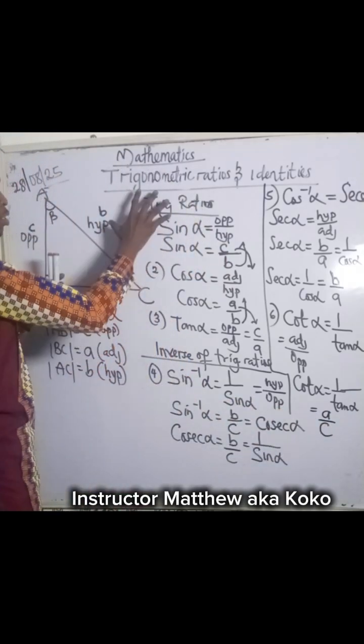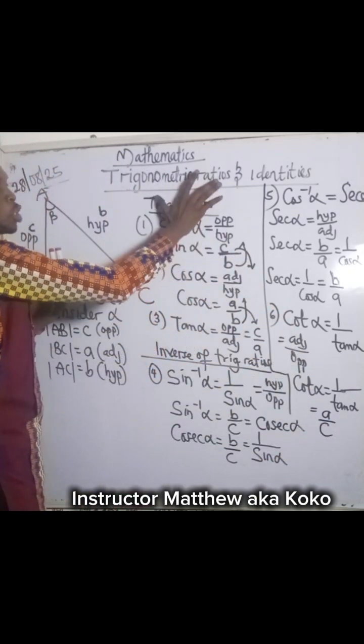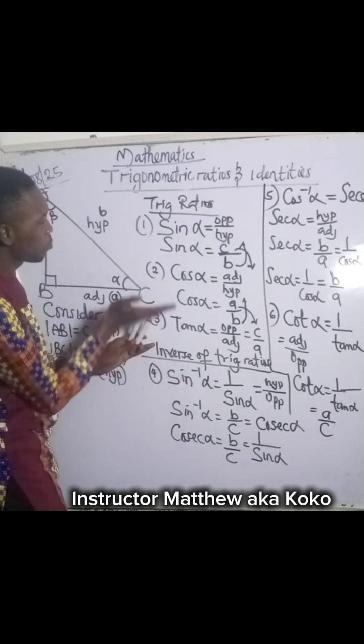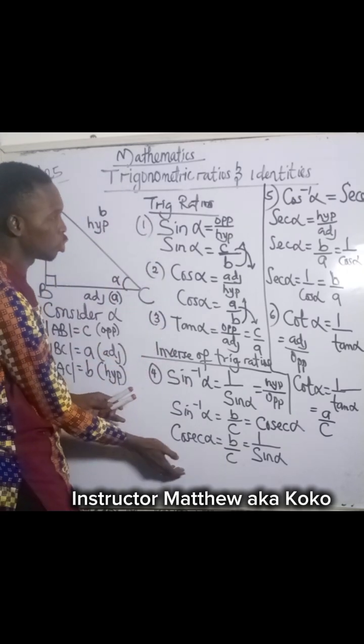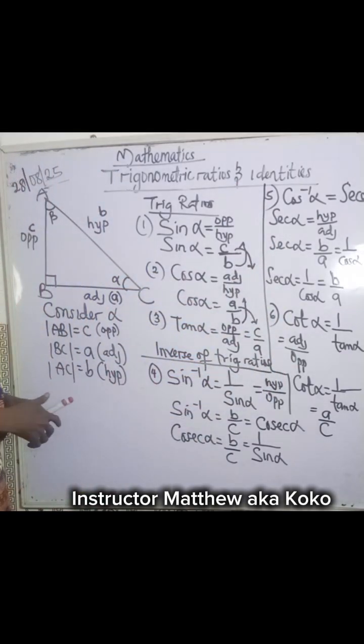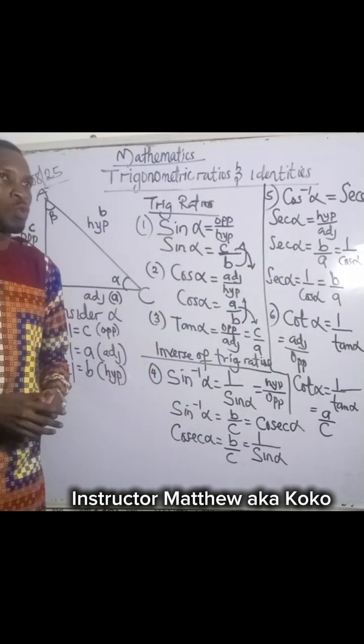Alright, so these are the 6 basic trigonometry ratios that you should know. There are 3 basic trigonometric ratios, then the inverse of each of these ratios gives us cosec, sec, and cot respectively. So having known this, let's look at the next thing.